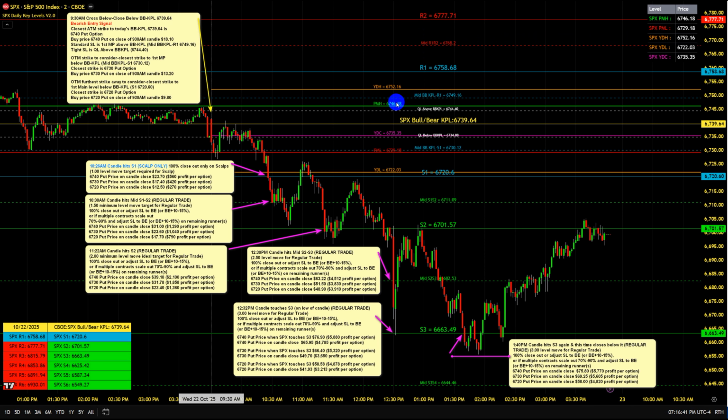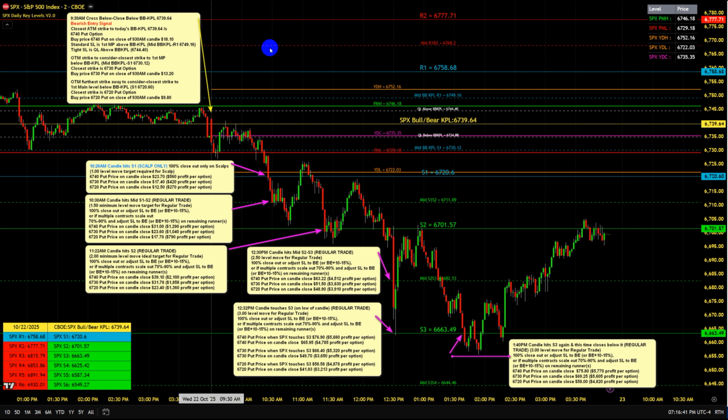Okay, so at this point we're going to get into the meat of today's session and start going over the trades. So first off, we have the 9:30 a.m. candle marked off here with this line. This is pointing to this candle here. This is the 9:30 a.m. candle, and as you can see, we're on a 2-minute chart.